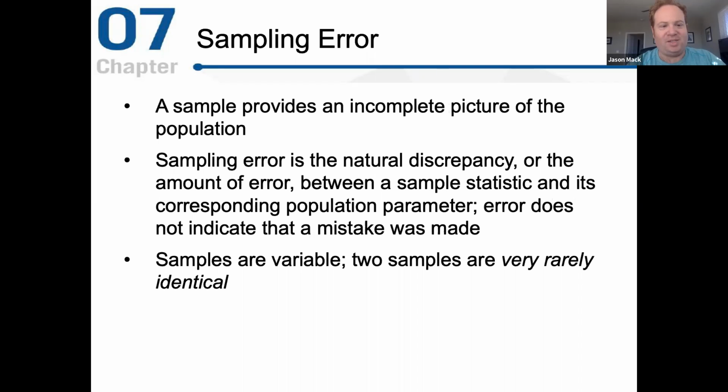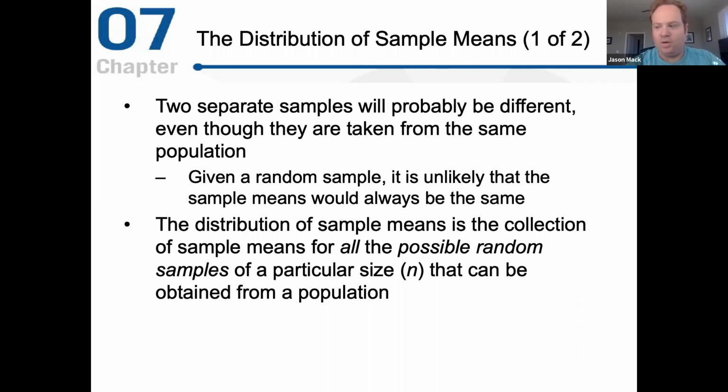So, sampling error. A sample provides an incomplete picture of the population. Sampling error is the natural discrepancy, or the amount of error, between a sample statistic and its corresponding population parameter. Error does not indicate that a mistake was made. Samples are variable. Two samples are very rarely identical. Two separate samples will probably be different, even though they are taken from the same population. Given a random sample, it is unlikely that the sample means would always be the same.